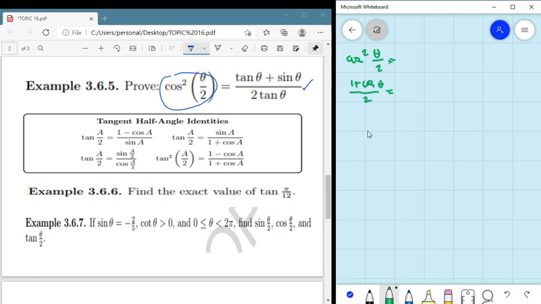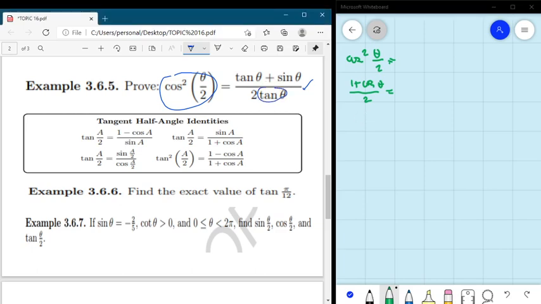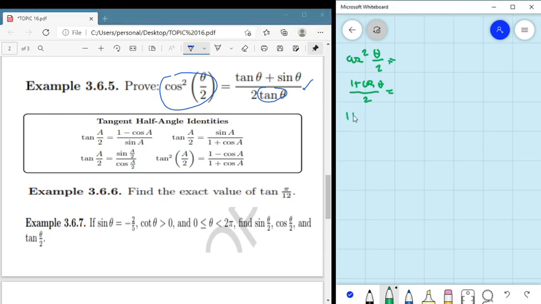Okay? And then, in order to arrive at tangent in the denominator, we multiply both numerator and denominator by tangent theta over tangent theta, to form the denominator. So, simplifying the numerator by multiplying tangent theta times 1, we now have tangent theta plus cosine theta tangent theta, all over 2 tangent theta.